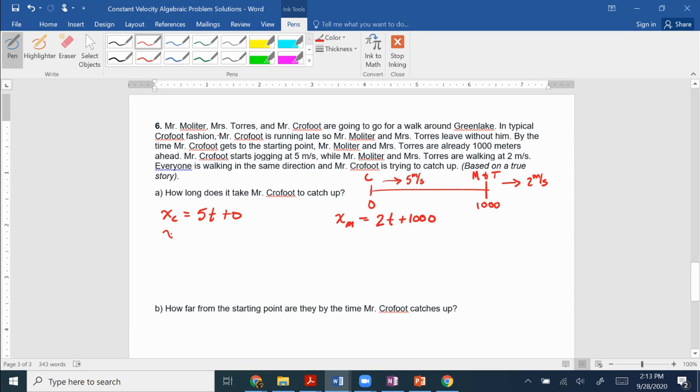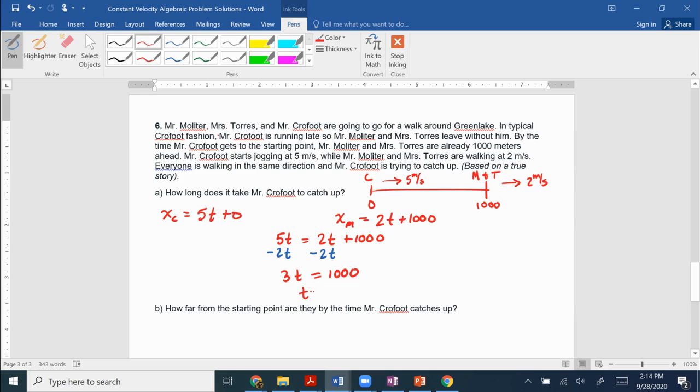So then set them equal to each other. So let's do that next. So 5t is equal to 2t plus 1,000. We got to get both the t's on the same side, so subtract 2t from both sides. And you're going to get 3t equal to 1,000.